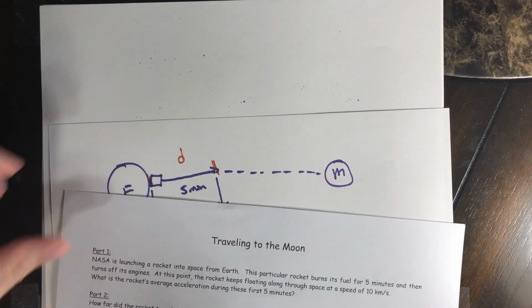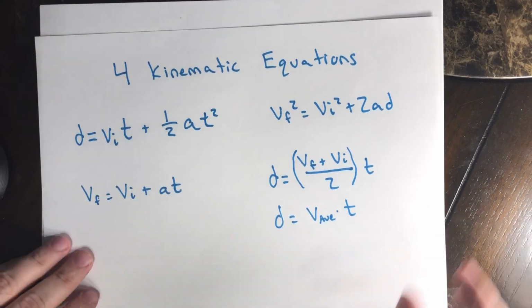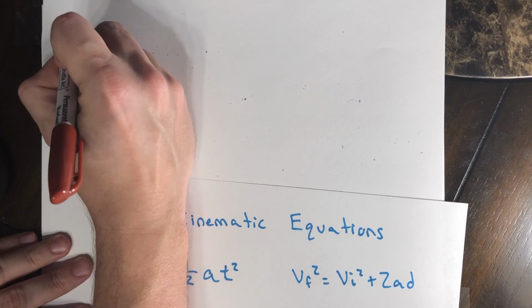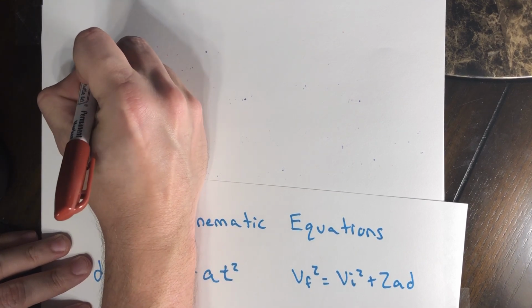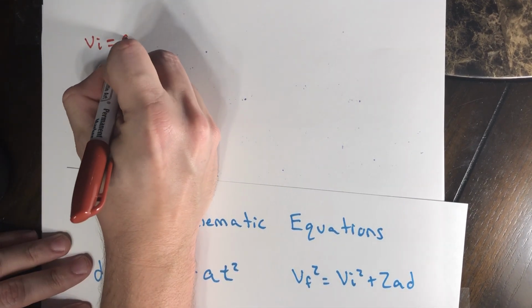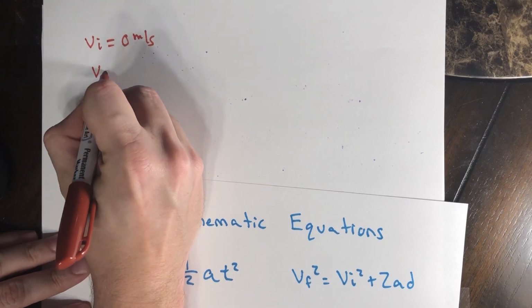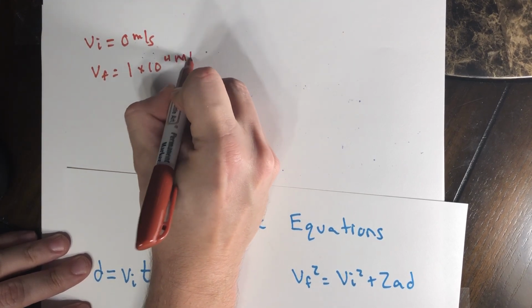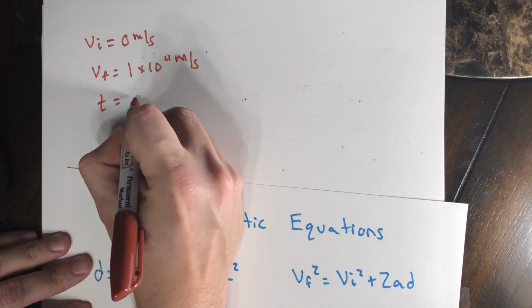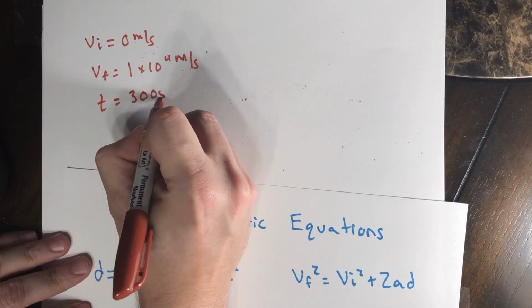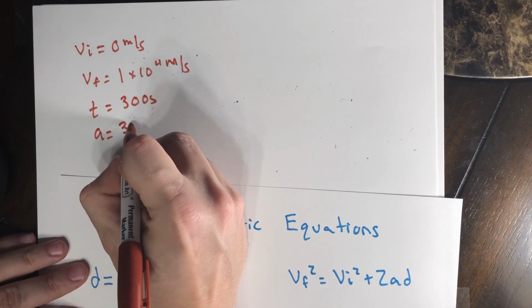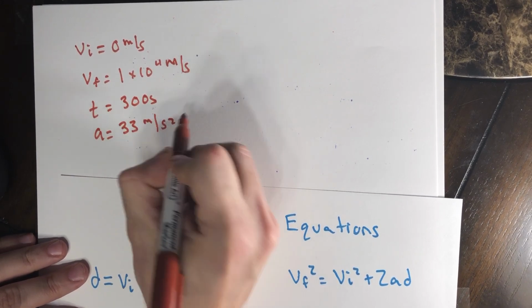Okay? Well, this is when we got to look at our kinematic equations. So we got our equations here. Well, we know what we know and what we don't know. So let's write down what we know again. So we know that our initial velocity is 0. Our final velocity was 1 times 10 to the 4th meters per second. Our time was 300 seconds. And now we know our acceleration was about 33 meters per second squared. So that's what we know.